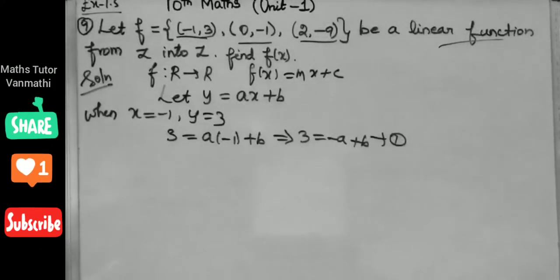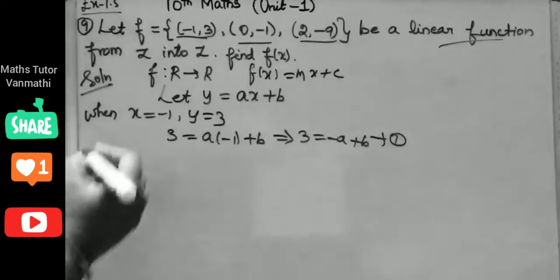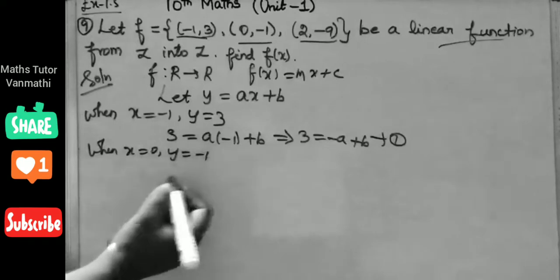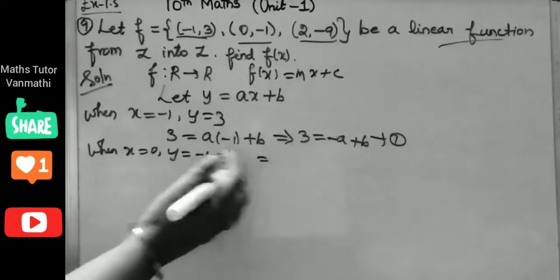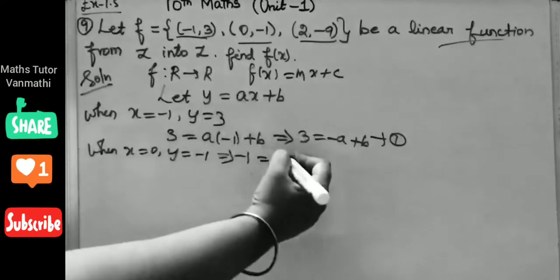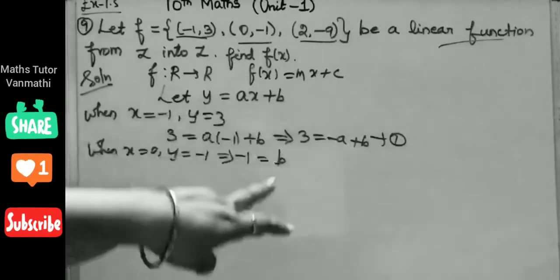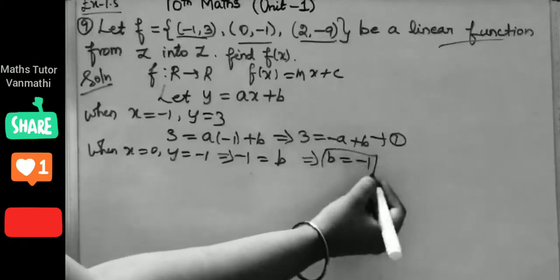And next is when x is equal to 0 and y is equal to minus 1. That is minus 1 equal to a into 0 plus b. Because this term will be 0, you will get only b. So from this we can write b is equal to minus 1.